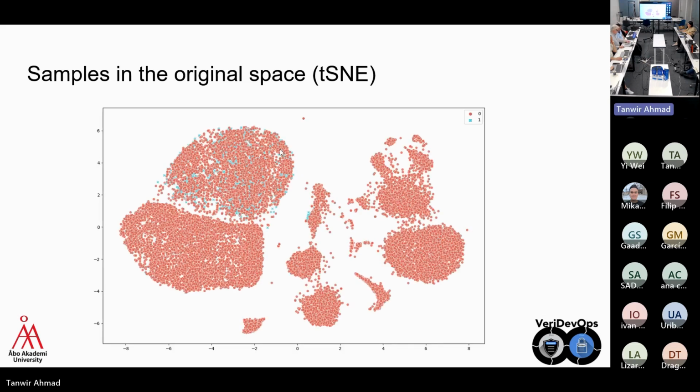For example, here I have plotted some traffic from the data set, and here it's a bit reversed. These red circles represent the normal traffic, and these blue crosses represent the anomalous traffic. This is how it looks in the original space. We can see that it's quite mixed together.